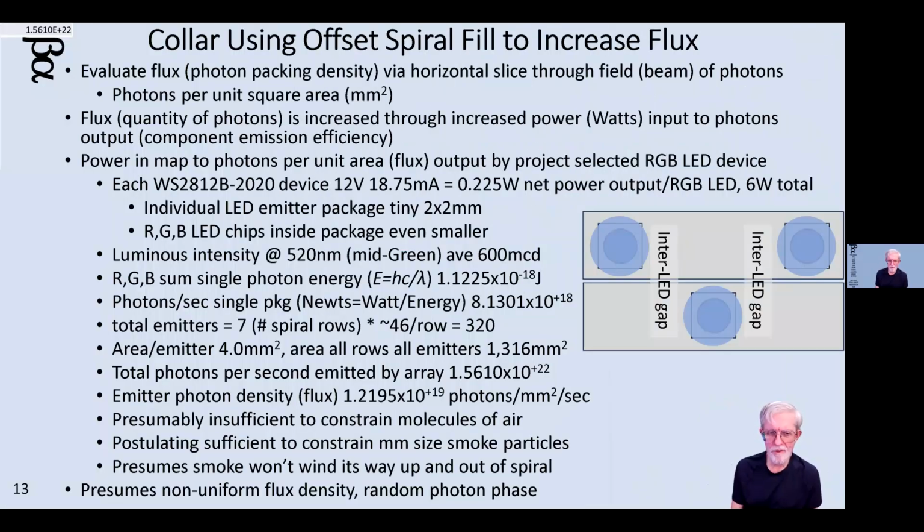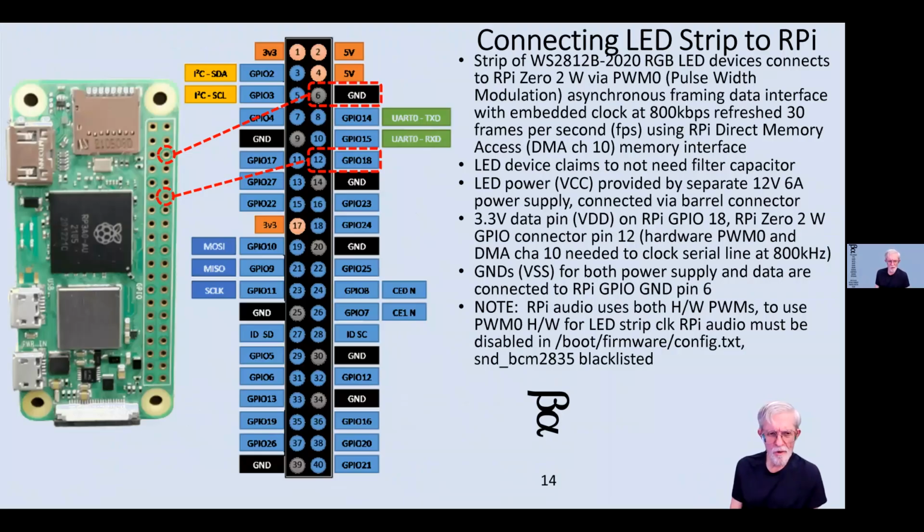So here's how I had to create the offset collar, and I had to calculate the dimensions and how many photons per second are coming out of the entire array. And it turns out that this collar with these 320 RGB LEDs at full output produces 1.2195 times 10 to the plus 19 photons per square millimeter per second. But how dense is that? It's just a mathematical calculation. It is what it is. I didn't calculate it as wattage because the entire strip of LEDs is 5 watts, but it's 5 watts in a very small space. So how do I control the LEDs?